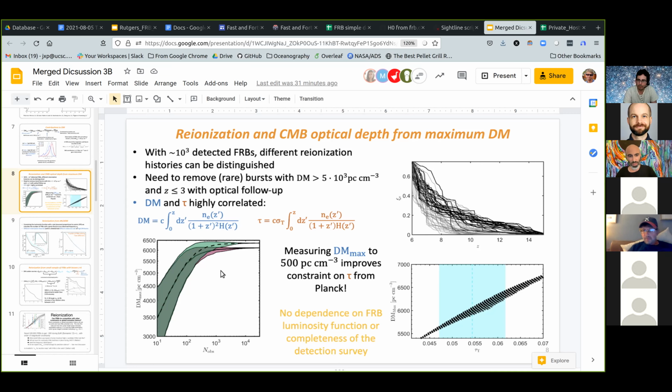So let's move to the, yeah. So Paz, I guess my worry here would be that there's anomalously high DM at high redshift. Could you trust this method that it is telling you the reionization history and that you're not just unlucky?